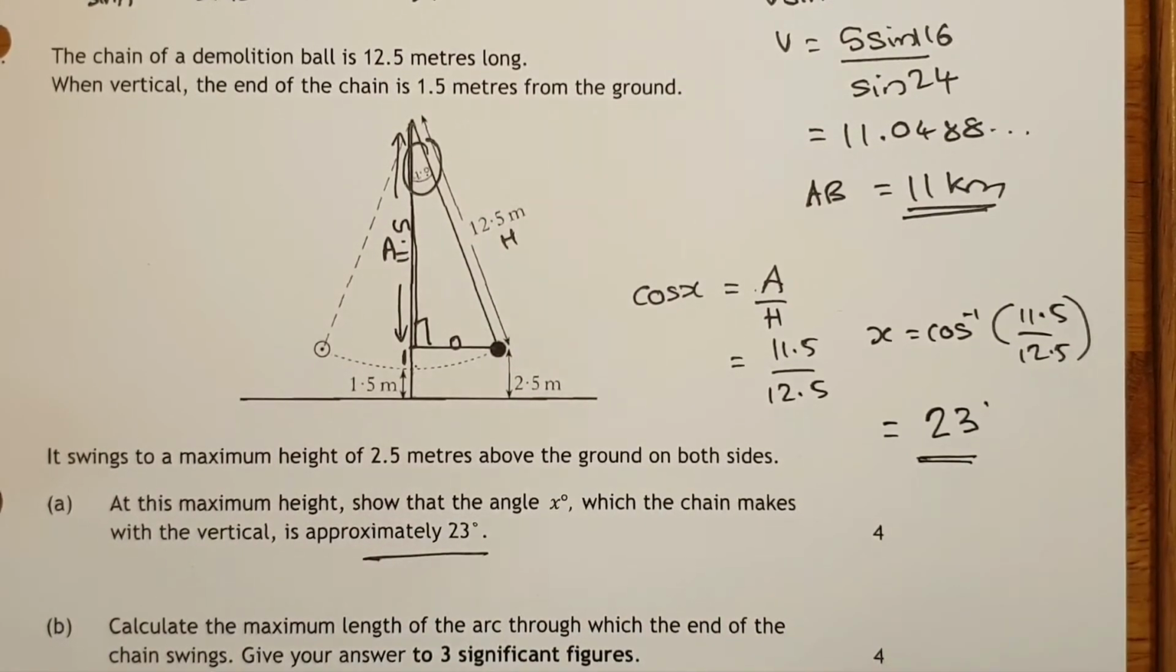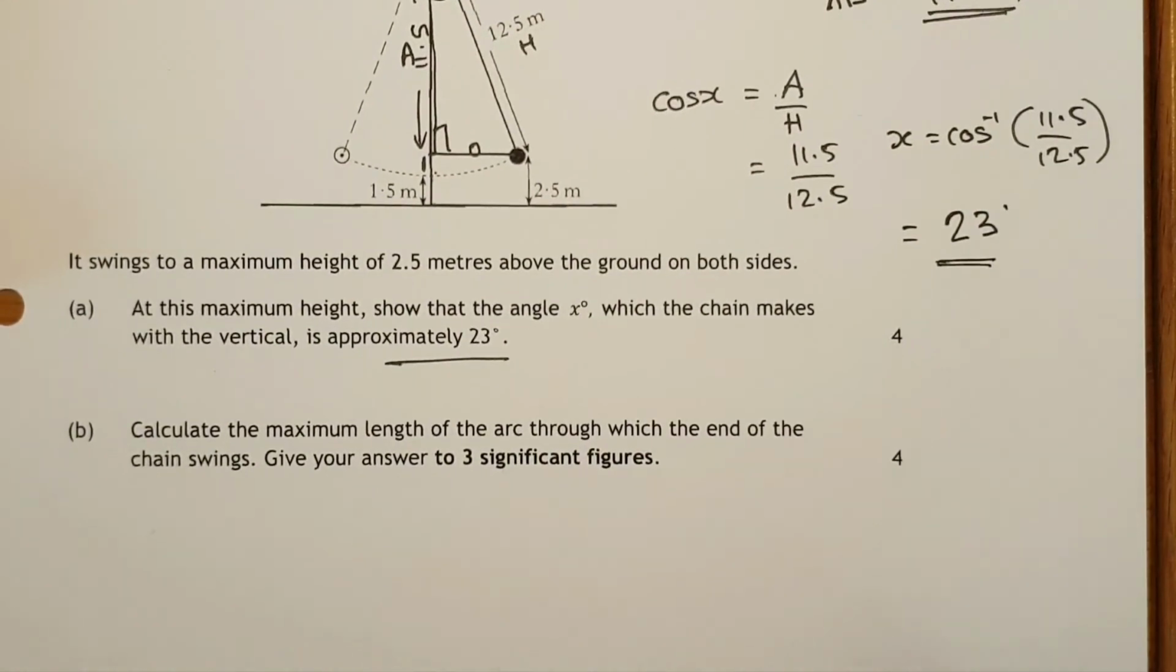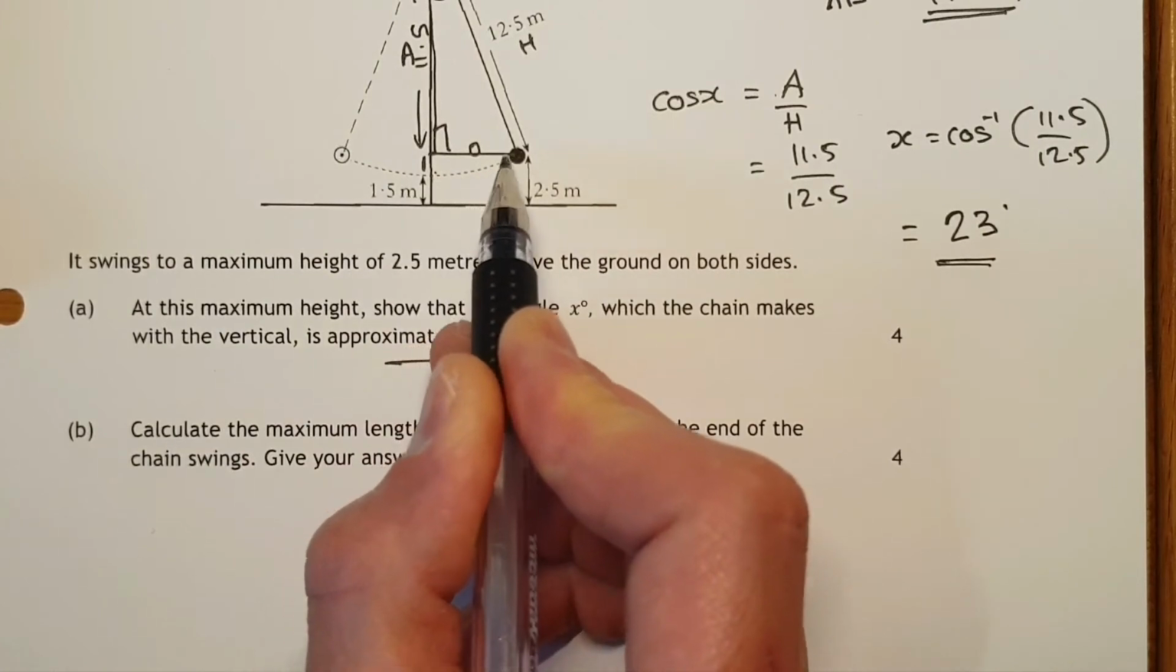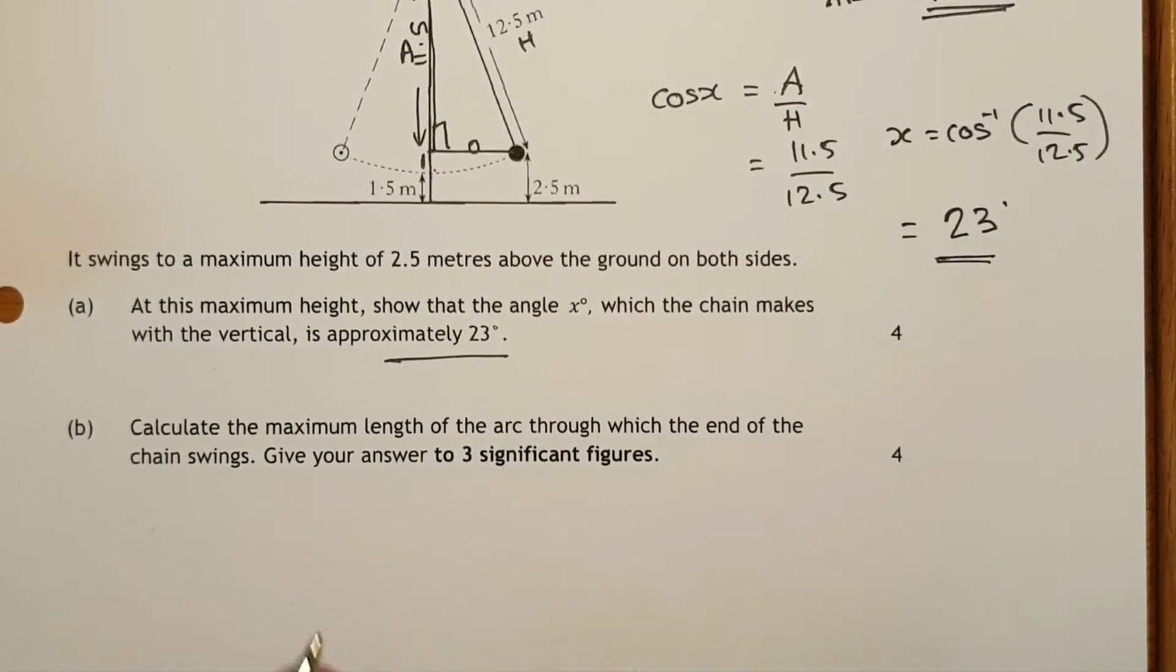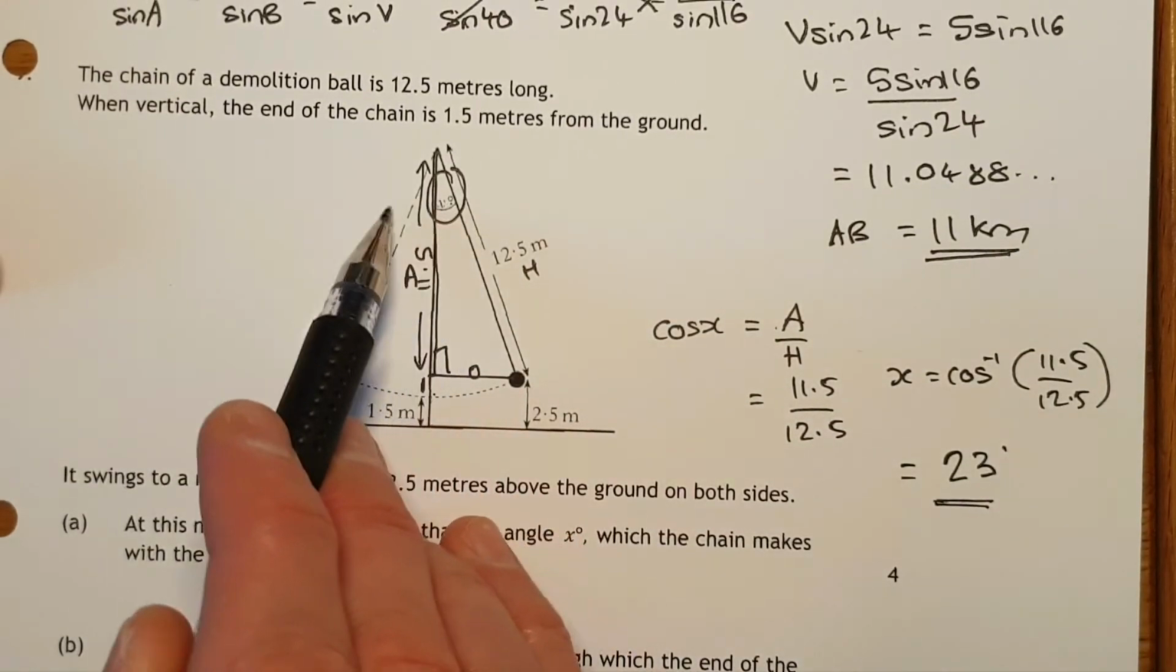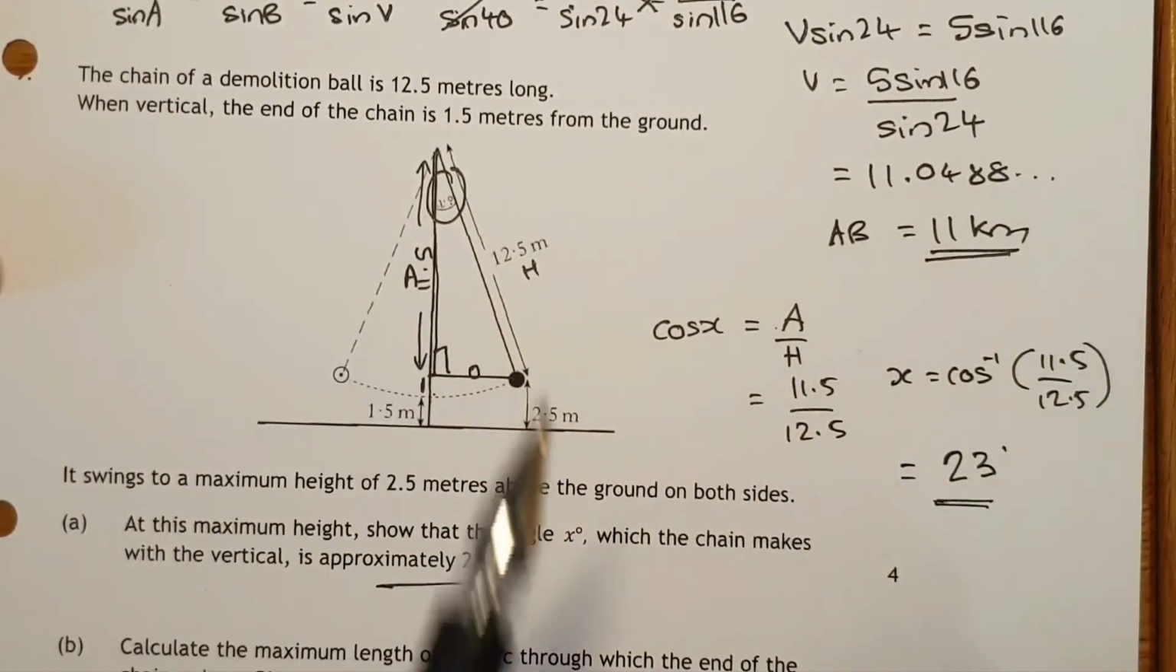It's 23 degrees. Now we can actually use the arc length formula. So what it says to do is to calculate the maximum length of the arc to which the end of the chain swings. So you're trying to find this measurement from there to there. Now we've already worked out 23 degrees, so if we're going to double the 23 degrees, our overall angle is going to be 46 degrees.